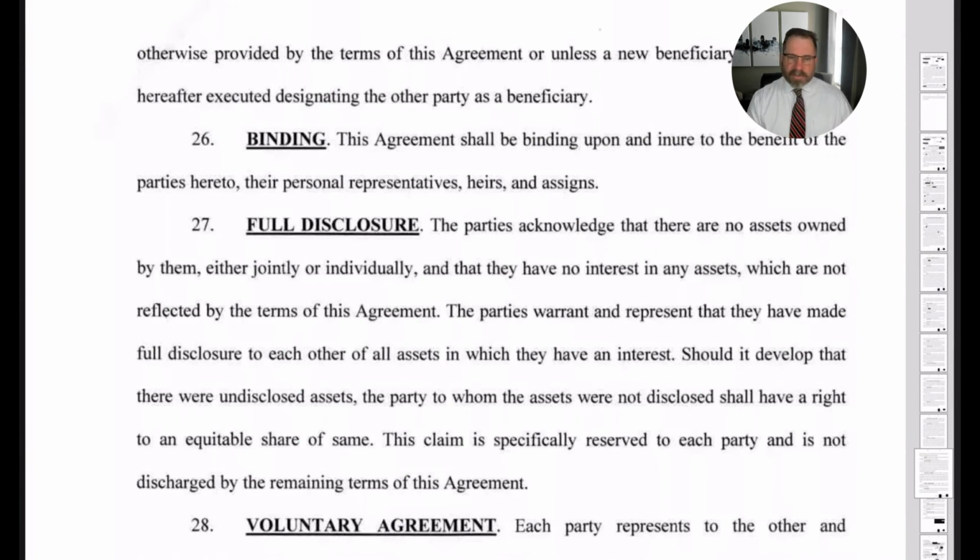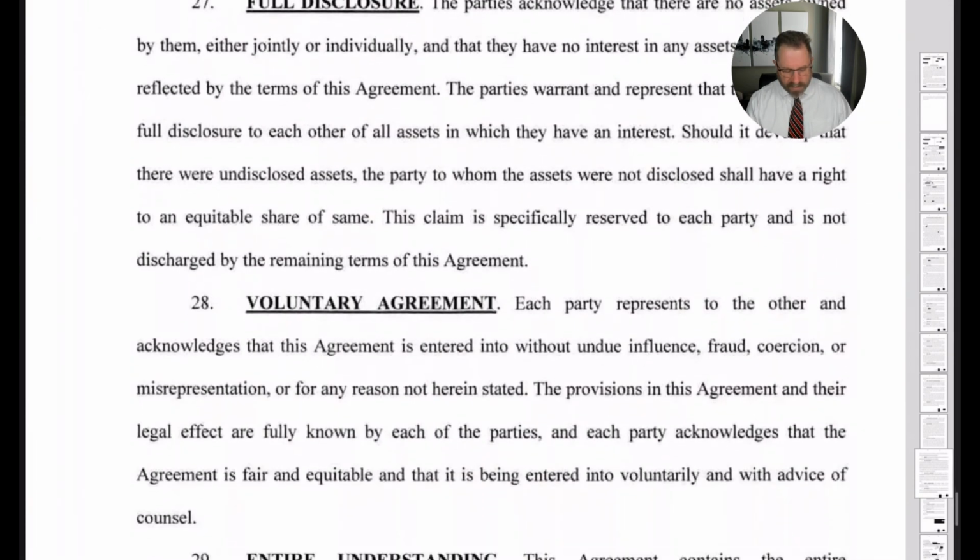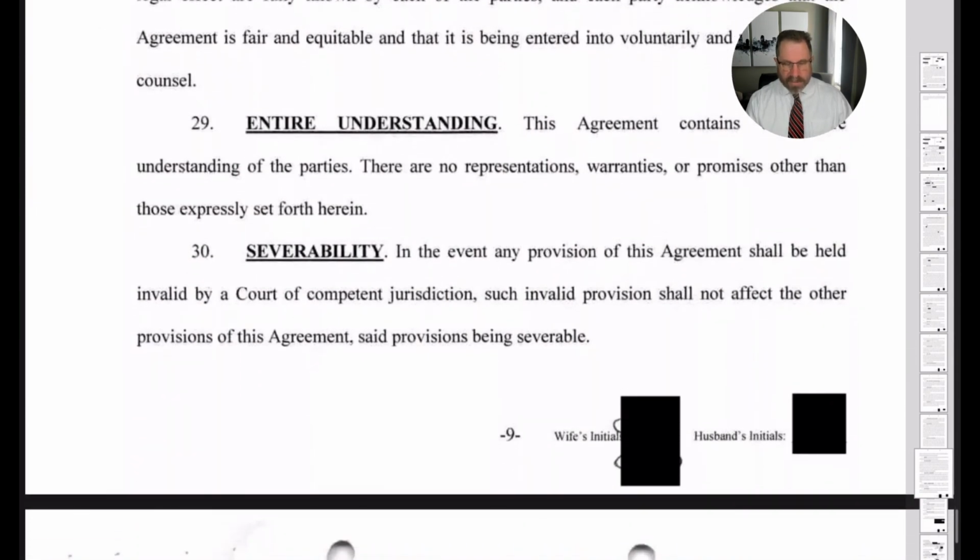Obviously, paragraph 26, binding. If you sign this and go to court and get it done, then it's done. You can't get out of this. Paragraph 27 and 28 and 29 and 30 essentially reduce to this. This is the deal. This is the whole deal. Anything you wanted to be part of the deal is written down here. You understand what you're doing here.